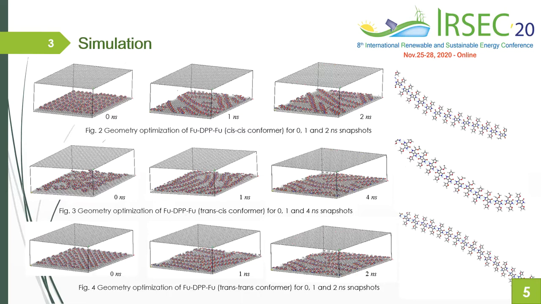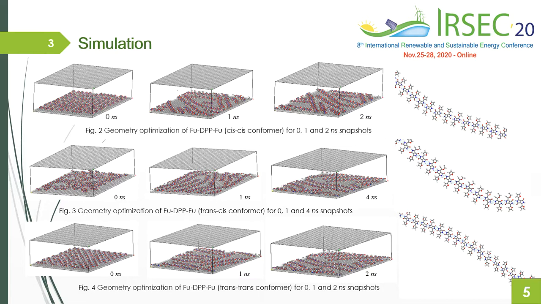So the main goal of the work is to understand the relationship between the conformational state of the molecules and their behavior on the graphite surface. Let us start by comparing the structures of the monolayers after 1, 2, 3, and 4 nanosecond runs, which are depicted in figures number 2, 3, and 4.